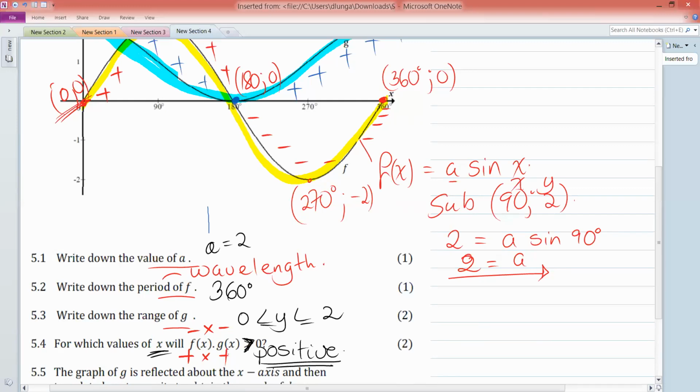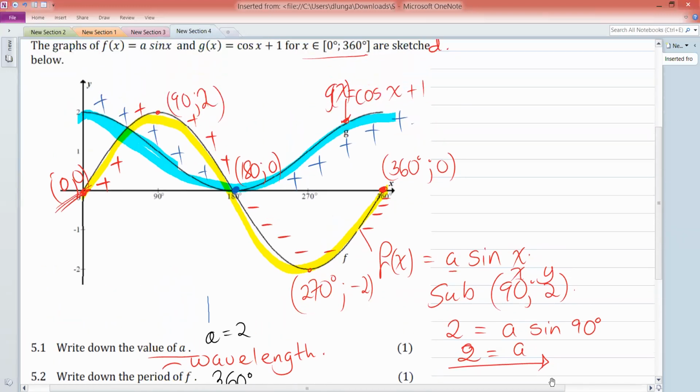For this one, let's look and see where, if I multiply a positive value on the f with a positive value on the g, I'll get a positive. Up until which point will that happen? It's from which point to which point? 0 to 180. Good. This is the first period where you will get a positive multiplied by a positive. So it's this value multiplied with this one, all the way up until you get to 180. So that's our first point.